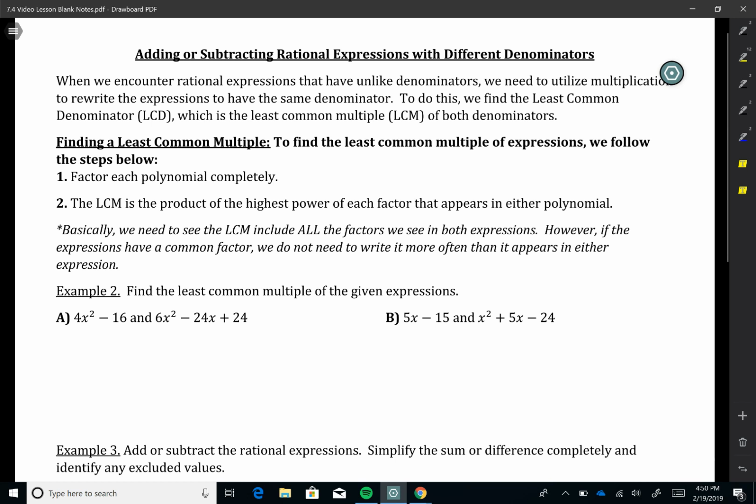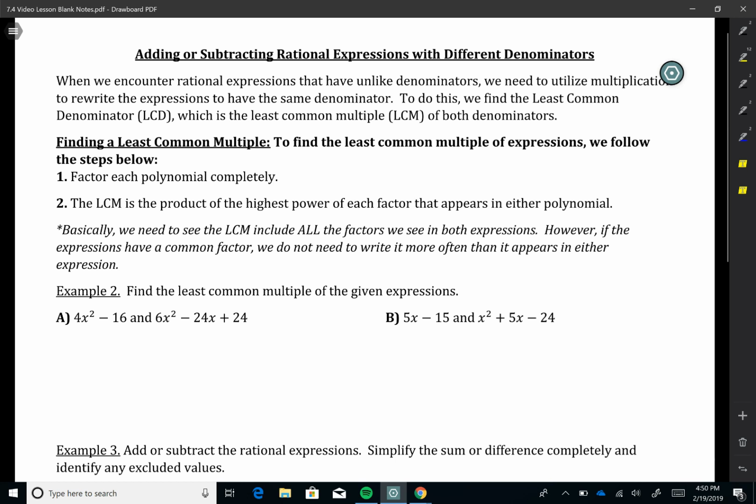So today in class, we started adding rational expressions that had the same denominator, which is super simple because we could just add or subtract the numerators and then put them all over the same denominator since they were already in common. However, when that is not true, we have to utilize multiplication to be able to make the denominators the same, much like we practice with just plain old fractions.